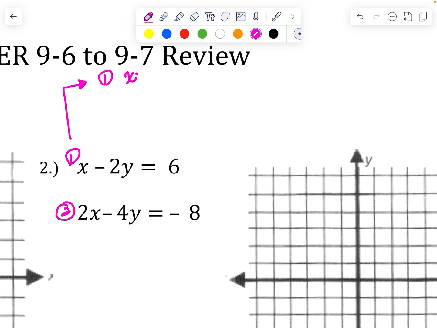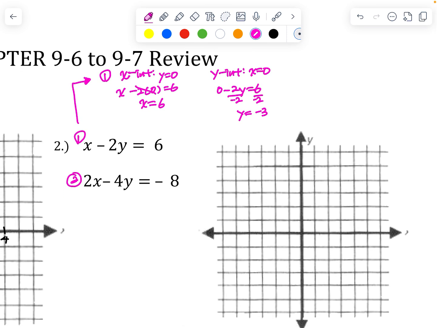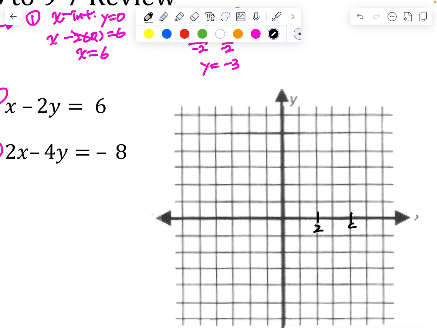For my x-intercept, I let y equal 0, okay? So x minus 2 times 0 equals 6. So it comes out to x equals 6. That's my x-intercept, okay? And for my y-intercept, I let x equal 0. So it's going to be 0 minus 2y equals 6. Divide both sides by negative 2, y comes out to negative 3. Okay, so my x-intercept is at 6, y-intercept is at negative 3. Let me number my number line, 2, 4, 2, 4.